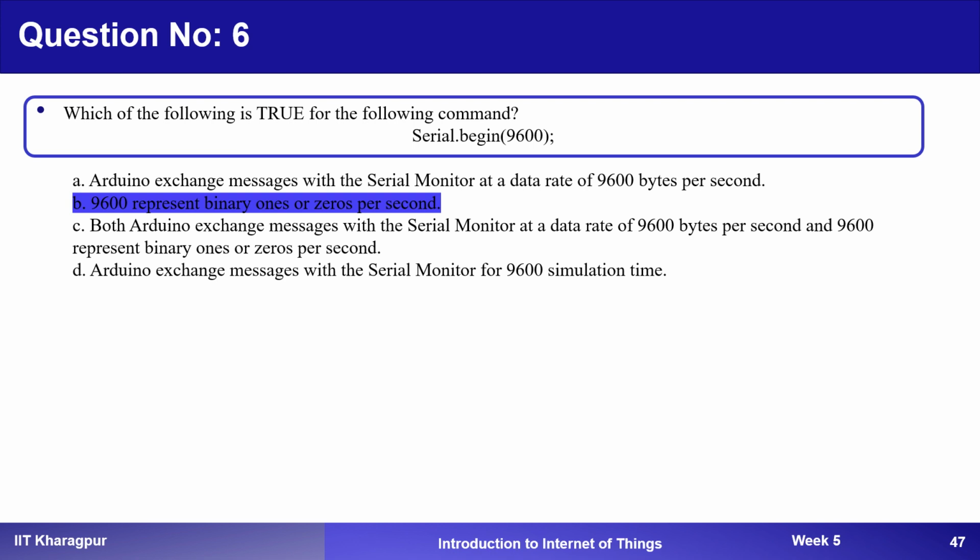Serial begin is declared in two formats. Basically, you can write begin with the speed, and the other way is serial begin along with speed, where you also specify the configuration. Speed signifies the baud rate or bits per second. In this example, only speed is mentioned. However, the configuration sets the stop, parity and data bits along with it. Here it means 9600 bits per second. So the correct option for this question is 9600 represents binary zeros or ones per second.